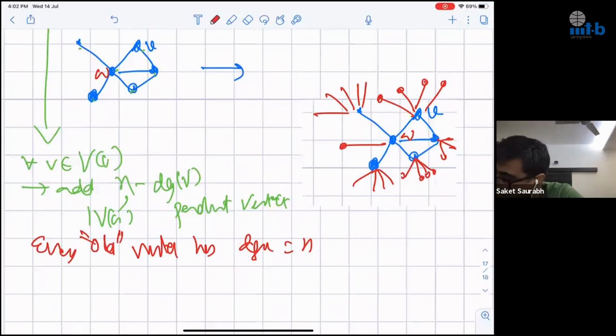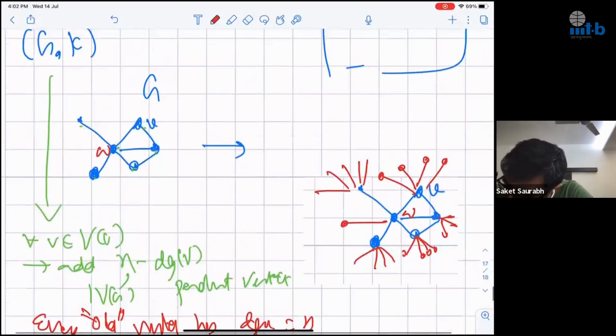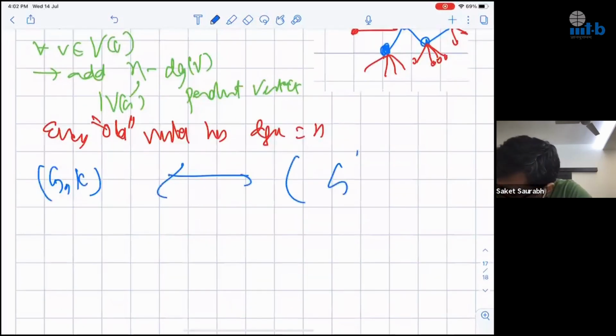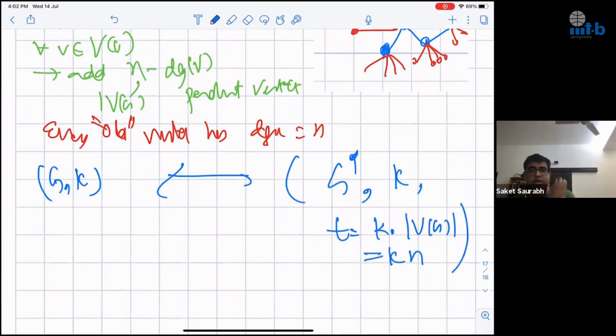Now, given G and K, you constructed G prime, and K is going to be K. And now T, I'm going to write as K times the vertex set of G, or K times n. So what I'm saying is: cover K n edges. So the forward direction is obvious.